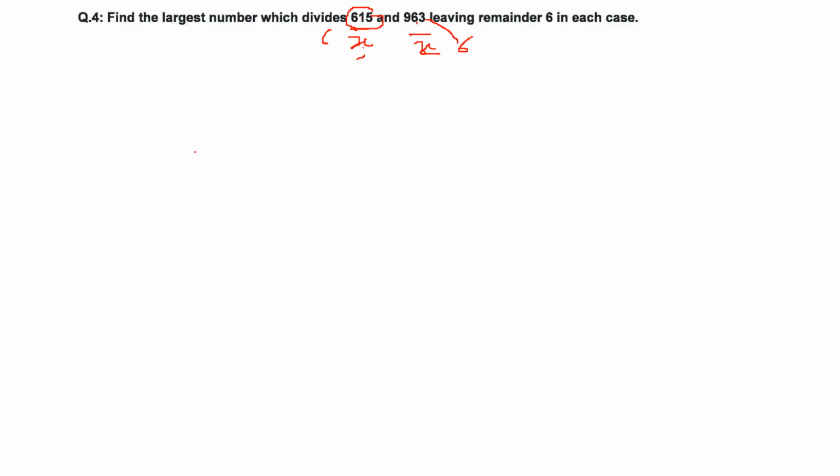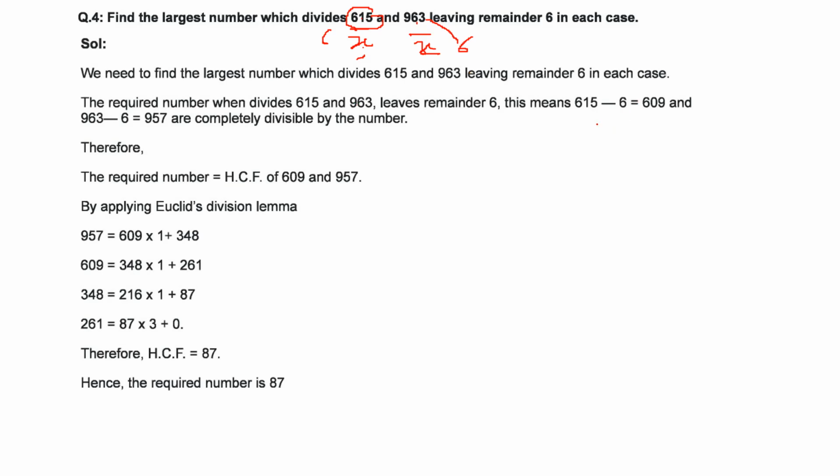Exactly, this is what we are going to do here. We'll take 615, subtract 6 from it, and we get 609. We'll take 963, subtract 6 from it, and we get 957. Now these are the two numbers. When they are divided by a certain number x, this number x is going to divide both of them. So that means we are trying to find the HCF. We'll find the HCF of 609 and 957.